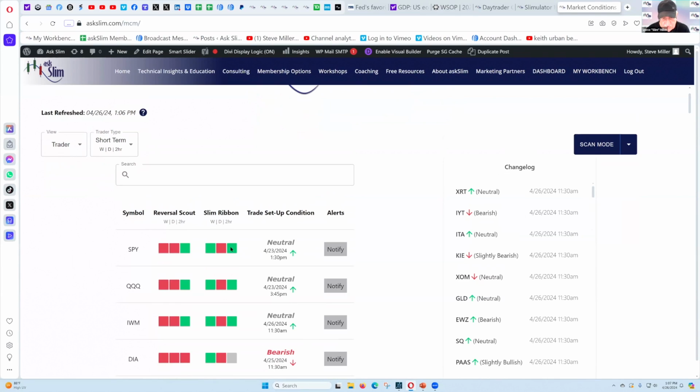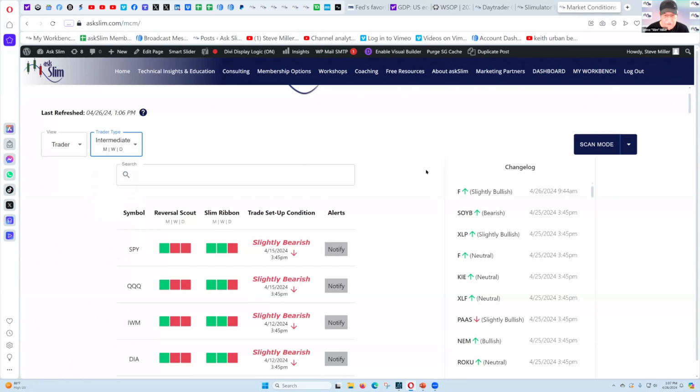That's because the 2-hour reading on the slim ribbon has now turned green. And the weekly has been green all along, so that has given you some sense that it's pretty hard to have a big, huge downside move when you have these type of conditions right now, but they're likely going to change. And when I go to the intermediate right over here, you can see they're now slightly bearish in here. So you have this rally going on in the market, but they are now slightly bearish.